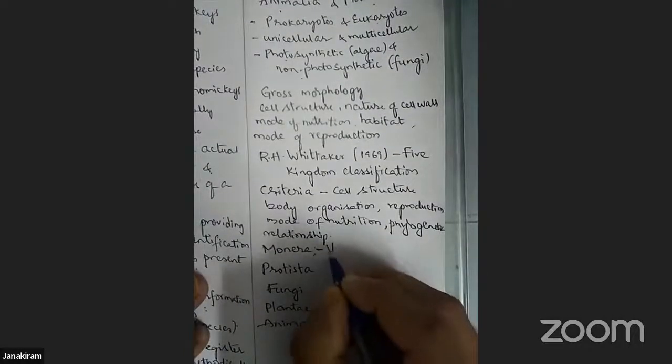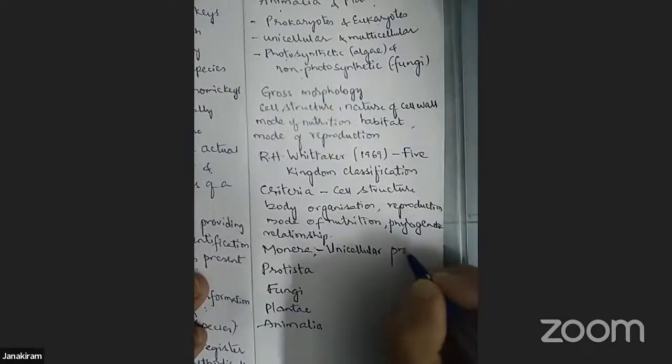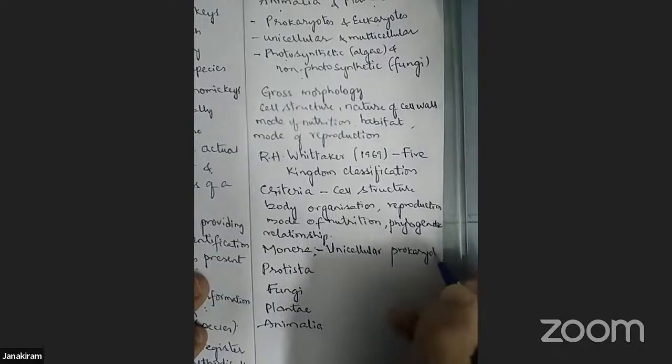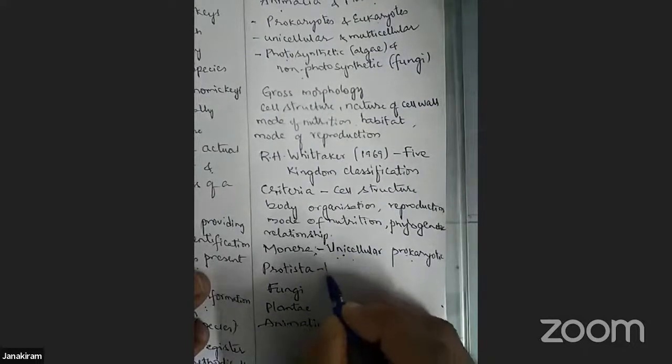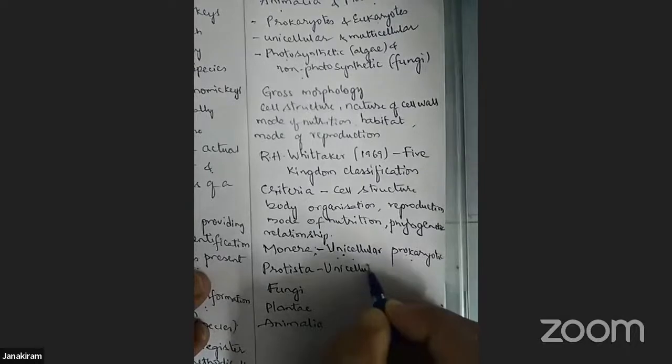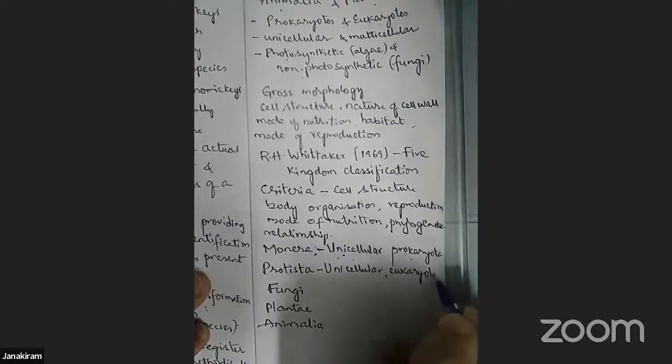So what are included under Monera means your unicellular prokaryotic organisms are included under Monera. So this group includes some plants and also some animals, because irrespective of whether they are plants or animals, if they are unicellular and prokaryotic, they were kept under Monera. And unicellular eukaryotic organisms are kept under Protista. And a separate group of living organisms were considered.